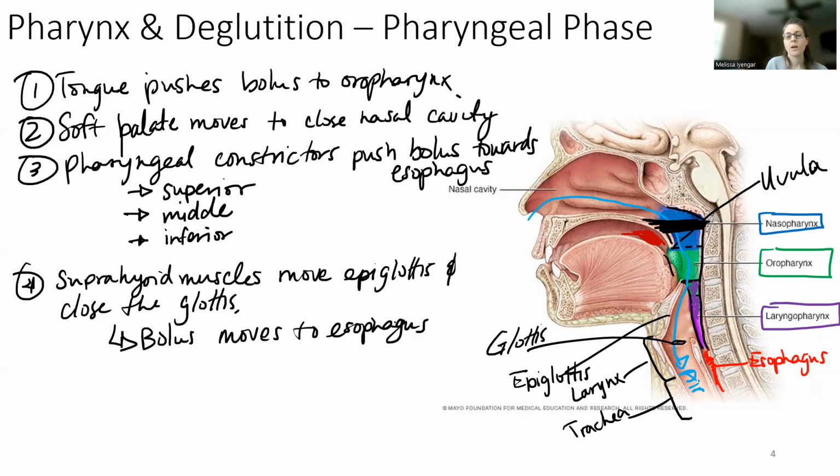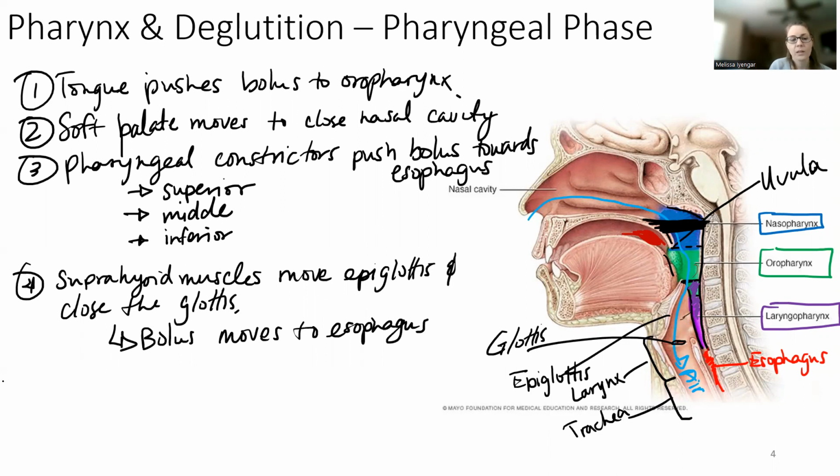So you can see how the superior pharyngeal constrictor is going to be right about in this area, and the middle one is about here, and the inferior one's a little bit lower. The superior pharyngeal constrictor contracts first. Suprahyoid muscles probably contract next, pulling the epiglottis down. And then the middle and inferior pharyngeal constrictors will contract next to help us push the bolus into the esophagus, bypassing the glottis.